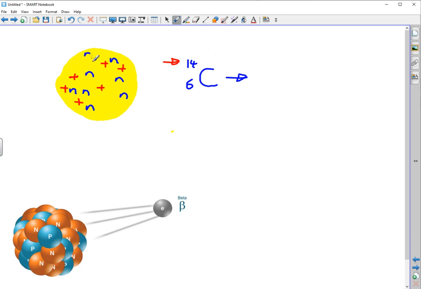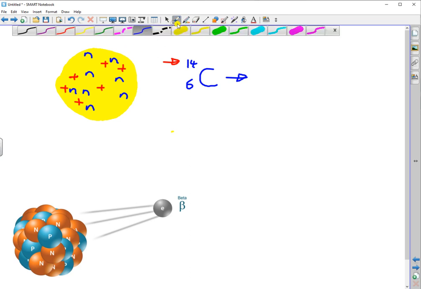However, carbon 14 is unstable, which means that it's got to eject something to become stable. Now what carbon 14 ejects is actually an electron. Now you're looking at that and thinking, hang on, there's no electron in the nucleus. So what I'm going to do is show you what actually happens, okay?